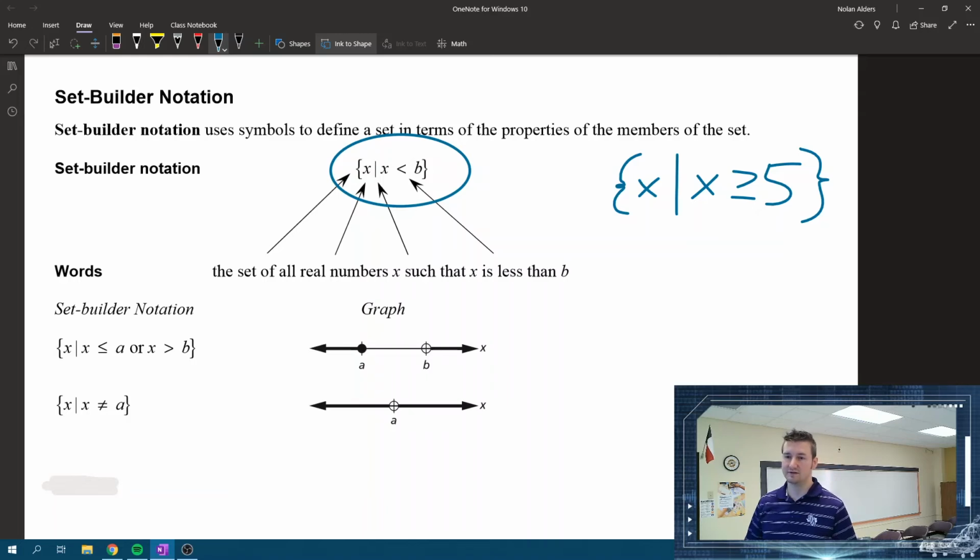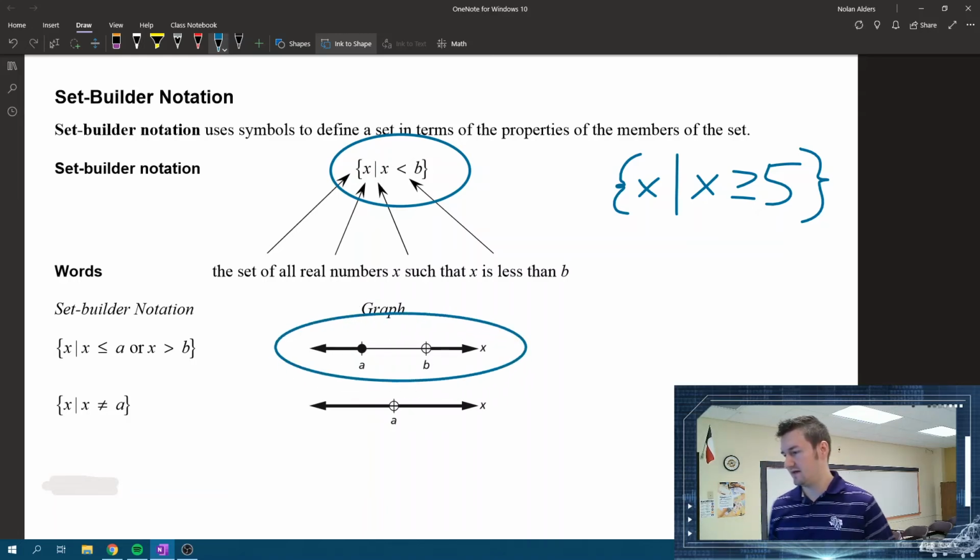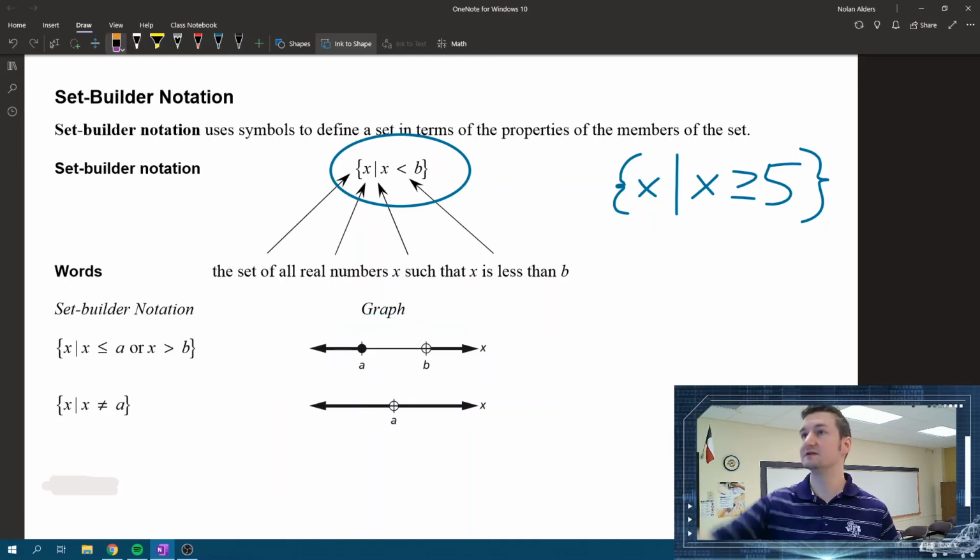A few examples that they have down here, you can see that this specific set is all the numbers less than or equal to a. It includes a, the number a. And then it could also be any of the numbers greater than b, but not including b. All right, so all the numbers less than a and equal to a, and all the numbers greater than b, but not including b. And then this one's actually kind of interesting as well.